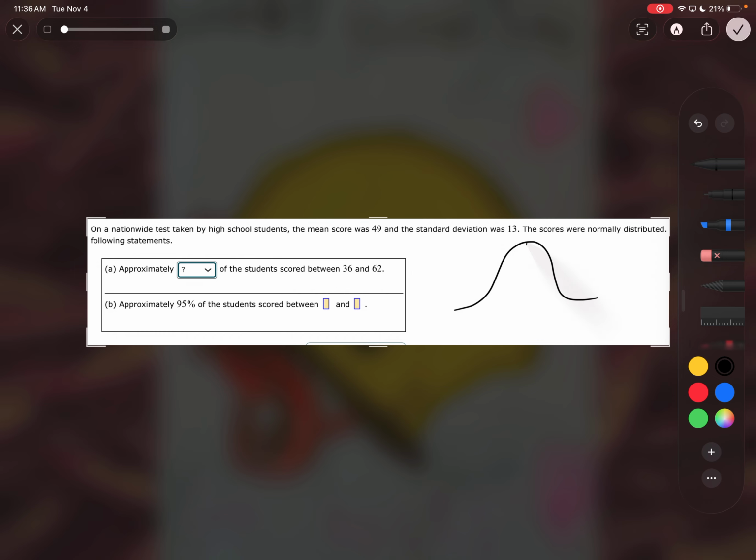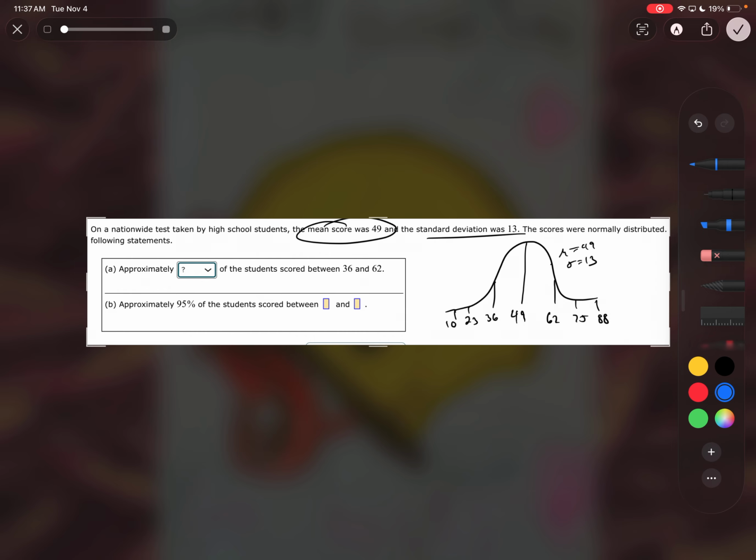Okay, so 49 in the middle. My mean is 49, right? Mean is 49. So now my standard deviation is 13. So mean is 49, standard deviation 13. So I add 13, add 13, add 13. Here I subtract 13, subtract 13, subtract 13. Okay. Doesn't hurt to do that, just to have the picture real quick. You could probably find a calculator online to do it for you too.